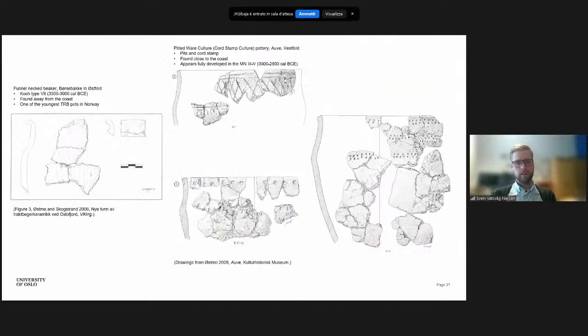So we can still see this transition in the pottery from the latest funnel neck beakers in Eastern Norway. This is a vessel from Vatsvåg from right before 3000 BC, and then after 3000 BC we have what seems to be a fully developed pottery, huge pots, some of them decorated with pits, but mostly with the cord stamp, these fake cord imprints on the vessels. And so the pitware culture is often referred to simply as the cord stamp culture in Norway, because the cord stamp is what is most characteristic.